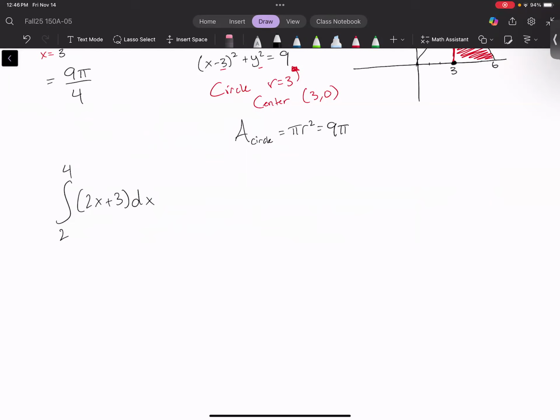Okay, so let's draw this. We're integrating from 2 to 4, so I don't have to draw the left part of the graph. So 2 to 4. And I think I need more room here.